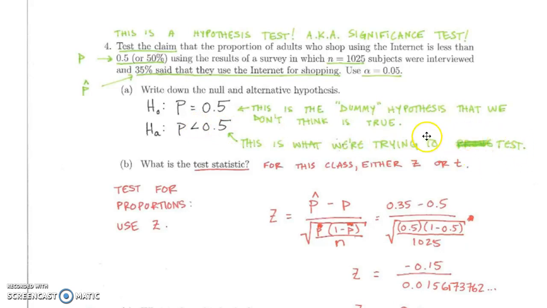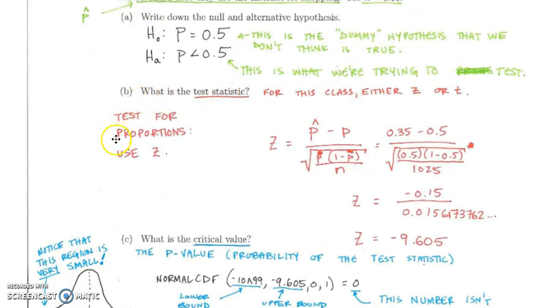And you'll see that in the language later on. We're trying to test whether the proportion of adults who shop using the internet is less than 0.5, so P is less than 0.5. The test statistic for proportions is always going to be Z. For means, it depends on whether you know the population standard deviation or not. We'll get to that in a moment.